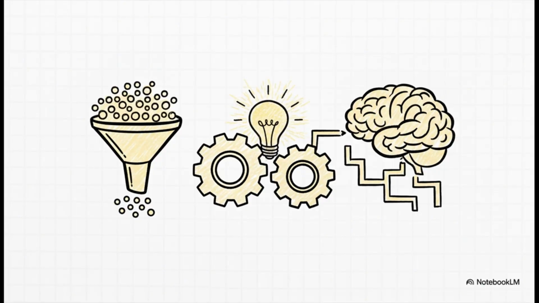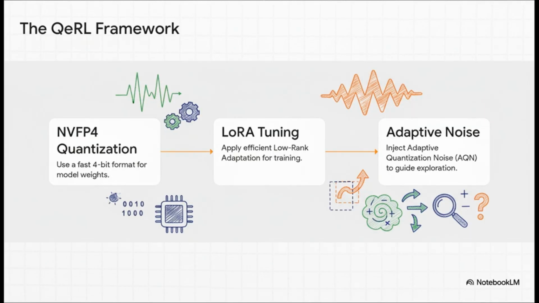QeRL, which stands for Quantization-Enhanced Reinforcement Learning, is a totally new approach. The researchers behind it didn't just try to slap an old trick on a new problem. No, they completely rethought how quantization and reinforcement learning should work together. So let's look under the hood. QeRL has this kind of 3-part secret sauce. First, it uses a much faster type of quantization. Second, it uses a super efficient tuning method. But it's that third step where the real magic happens. It introduces something called adaptive quantization noise. And that's the key to everything.